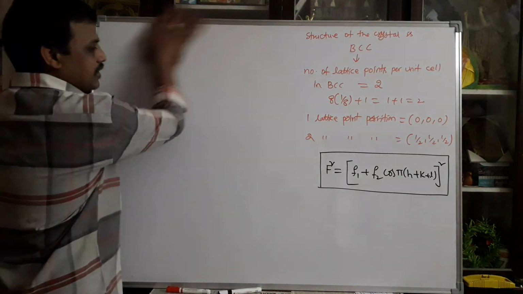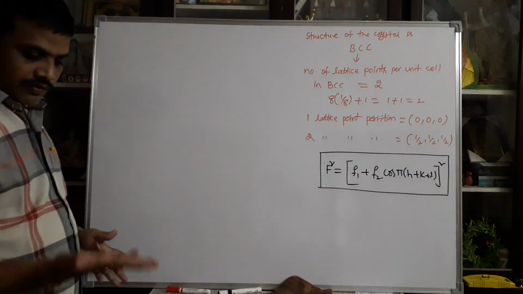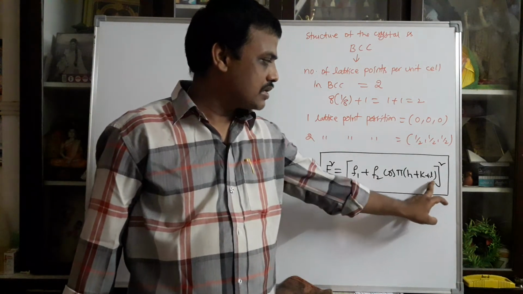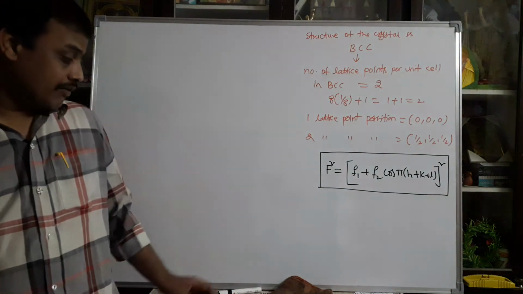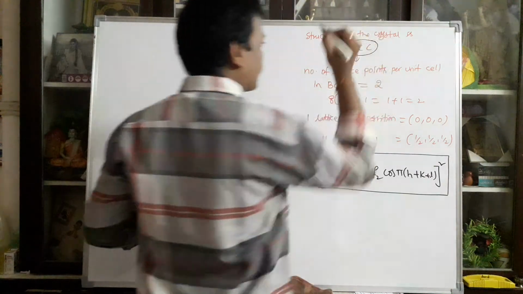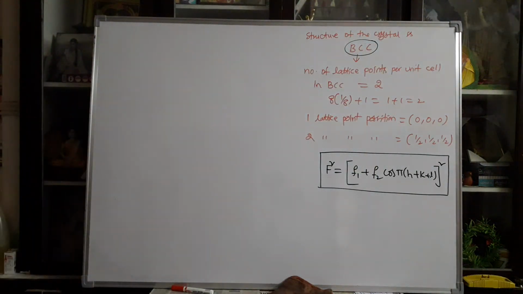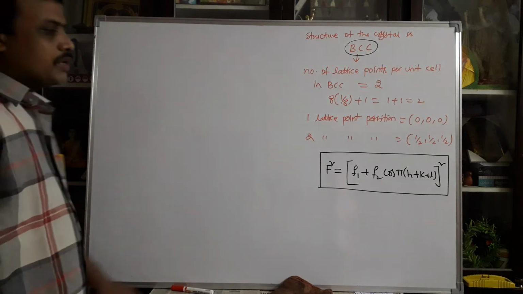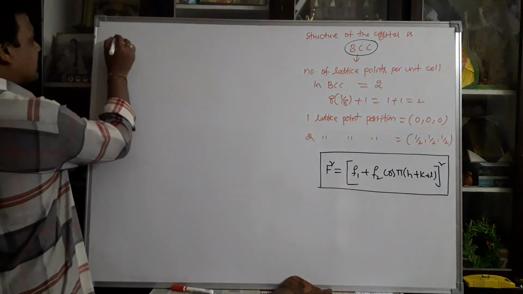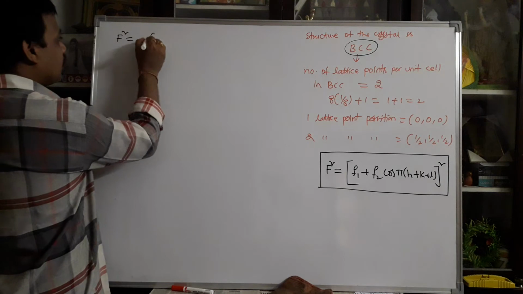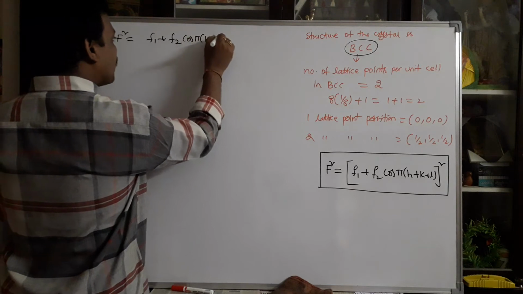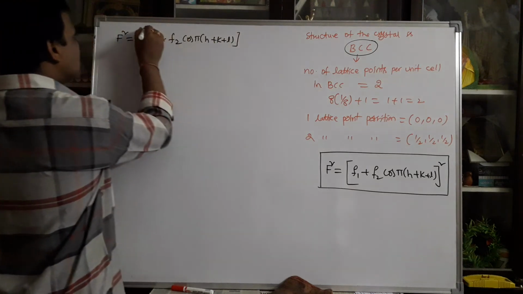For body centered cubic structure, the form factor will be f square is equal to f1 plus f2 into cos pi into (h plus k plus l) whole square. That is the final form factor value when the structure is taken as body centered cubic. So based on this equation, you get the final result: f square is equal to f1 plus f2 into cos pi into (h plus k plus l) whole square.